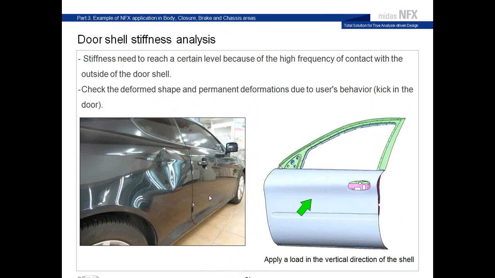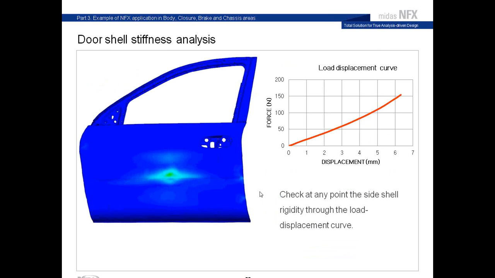And the door shell stiffness analysis is a very important analysis. If you got your car kicked recently, you will know that you need this type of analysis. It's a very sensitive part of the car, so it really needs this FEA analysis to reinforce all that. So you have the load displacement and the reaction of the door accordingly.